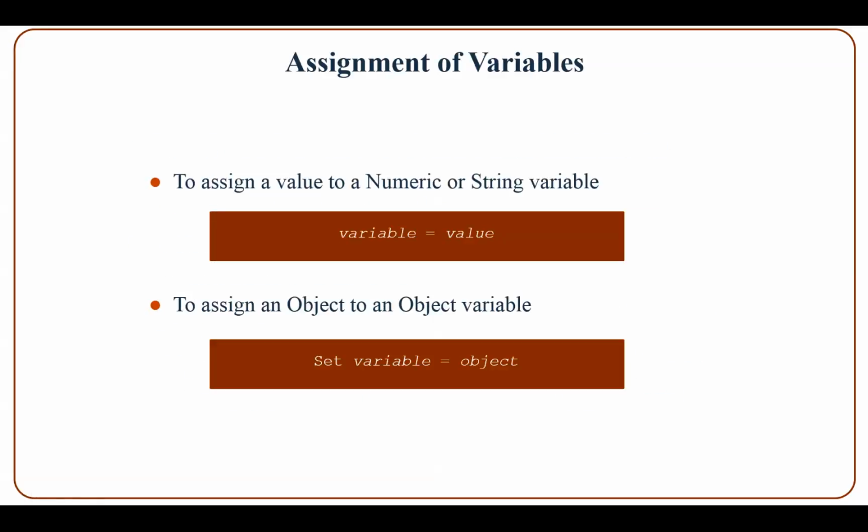Now let's see how you assign a value to a variable. Here you use the assignment operator to assign a value to a variable. In order to assign an object to an object variable, you need to have the keyword Set, and that is the difference between an object variable and others.